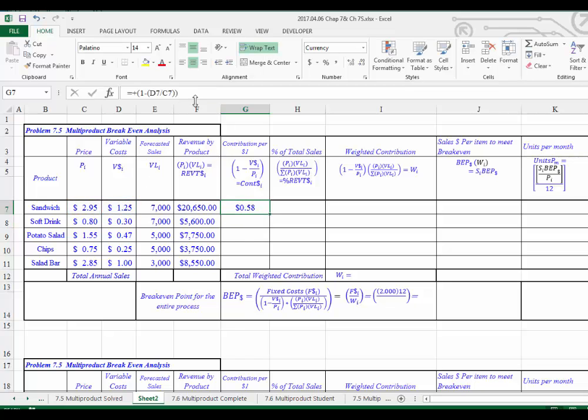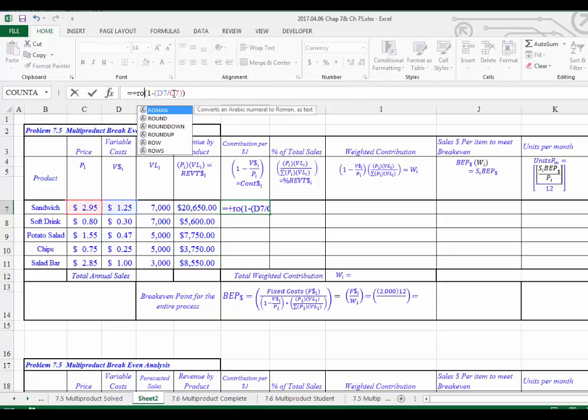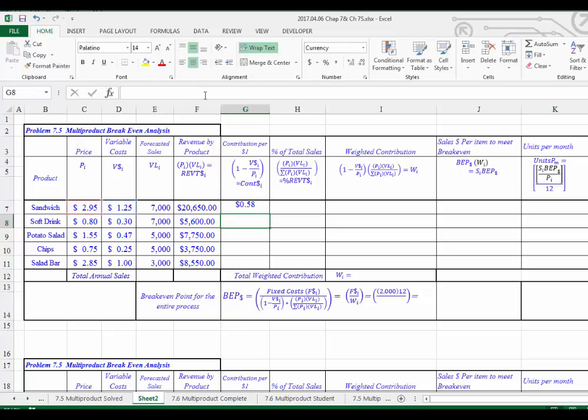Now here it's rounding to 2 decimal places. That's because I have it set like that, but if we want it to internally do that so that we can all have exactly the same answers, then we'll need to add comma 2 to the end of this, and we'll round those down. And remember, these numbers here tell us the contribution per dollar. So we can see that this item here, the potato salad, makes the largest contribution for $1 of sales, whereas the sandwich makes the lowest contribution per $1 of sales.